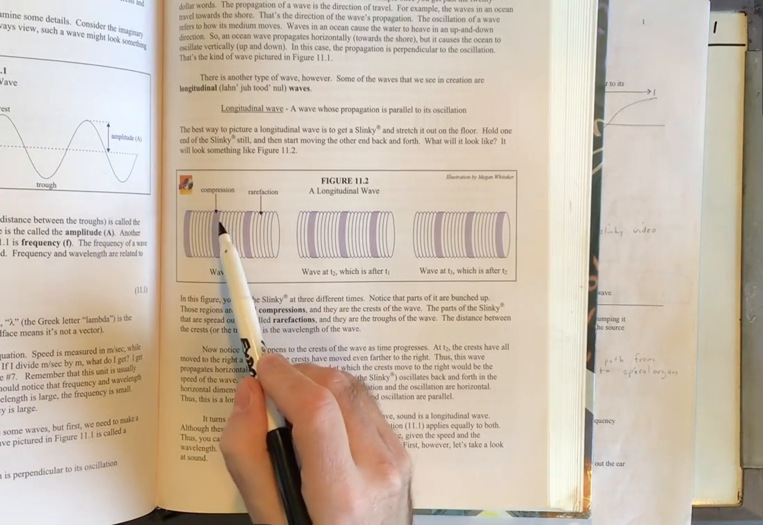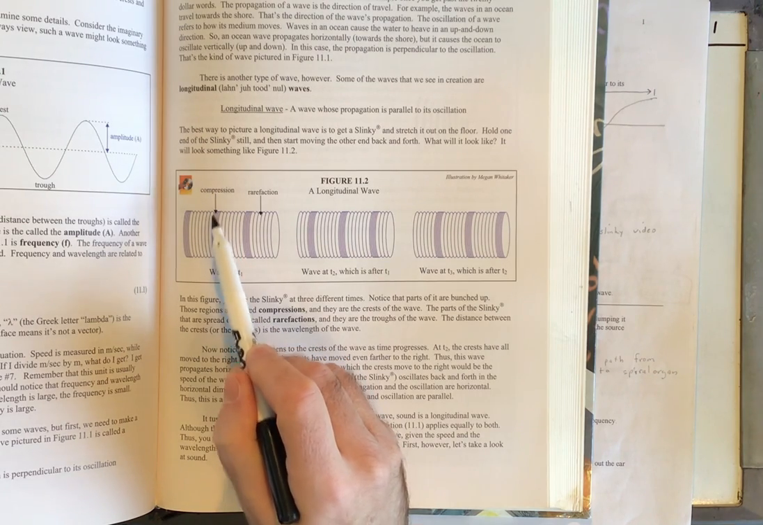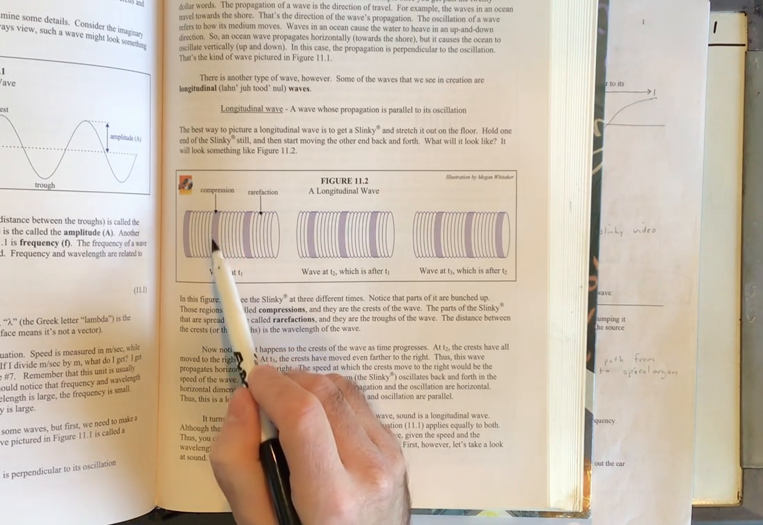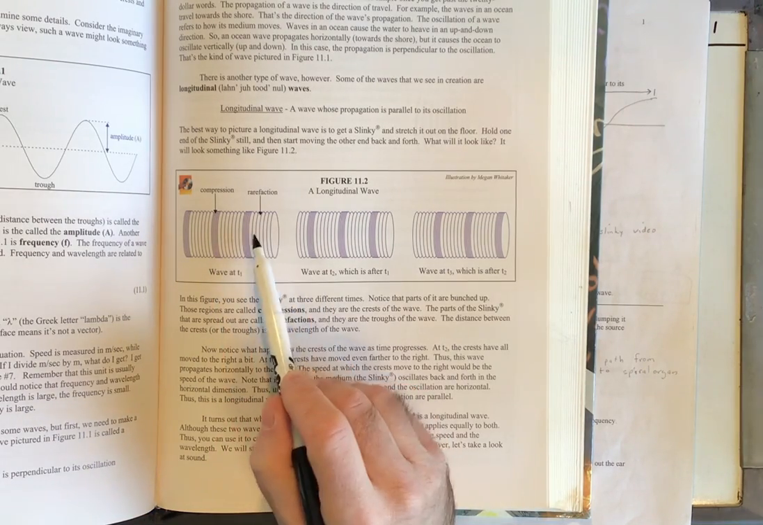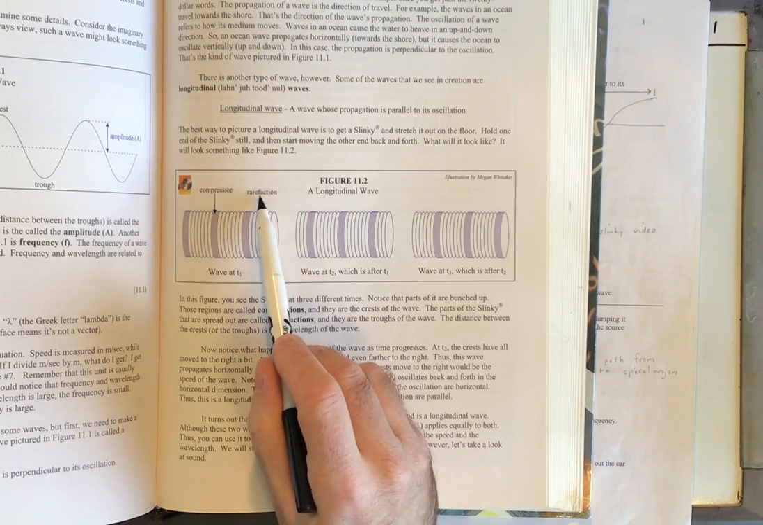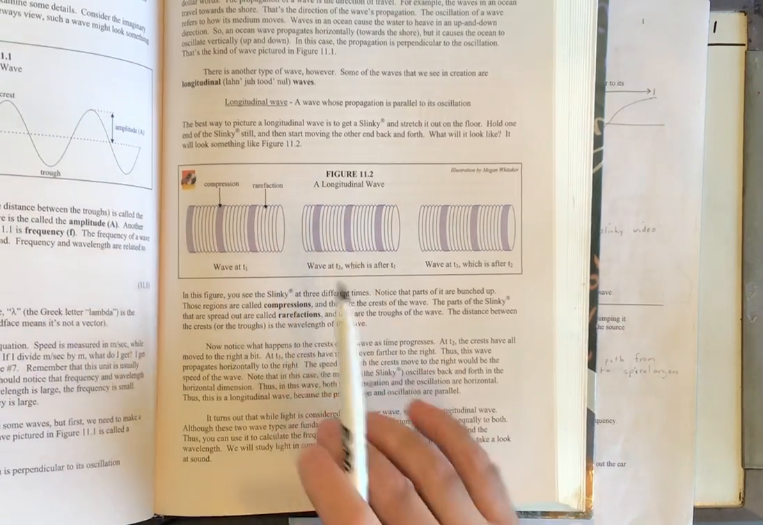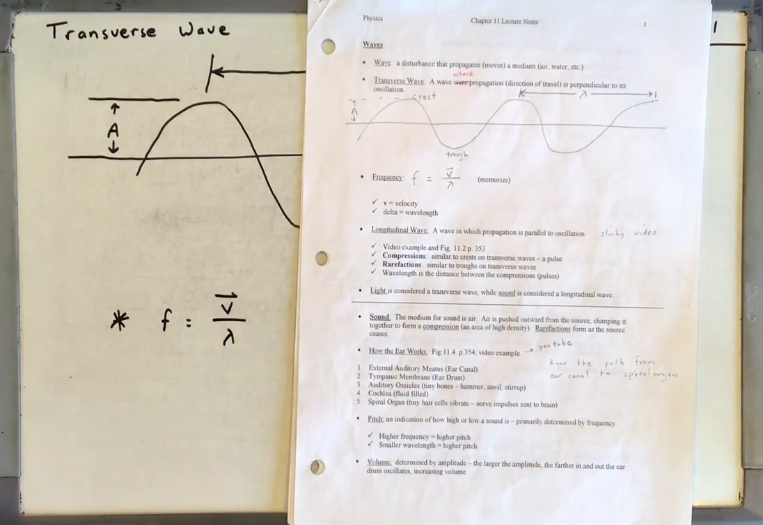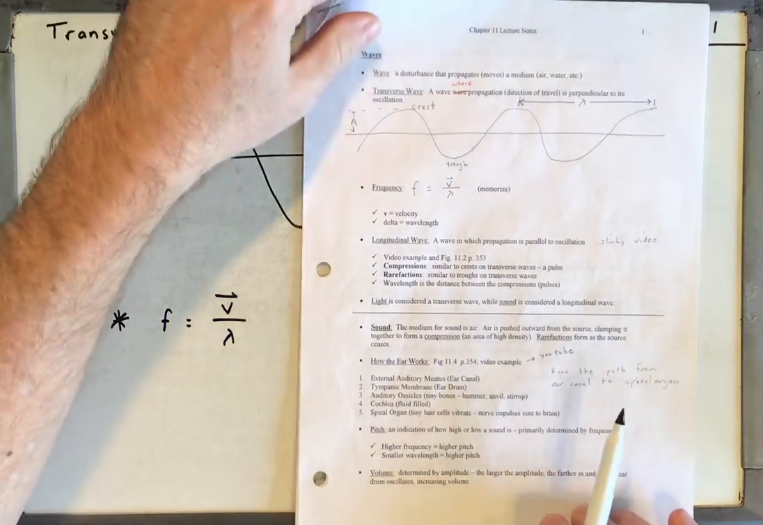The points of high pressure are called compressions. So you can almost think of those as like a crest on a wave. And the areas between pulses or areas of high pressure are called rarefactions. All right, so longitudinal waves describe sound waves, while transverse waves describe light waves. All right, so on to sound.